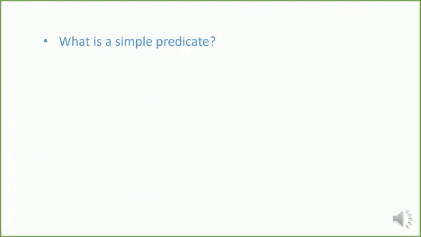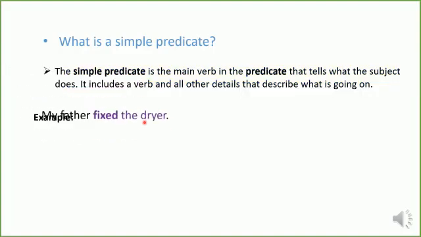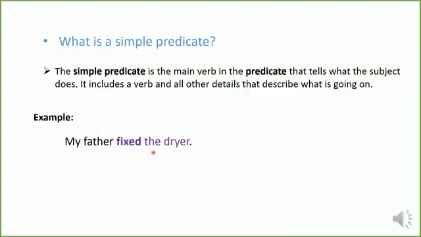What's a simple predicate? A simple predicate is the main verb in the predicate in the sentence. It includes a verb and all other details that describe what's going on. For example, my father fixed the dryer. My father here is the subject. Fixed is the verb. This is the simple predicate.